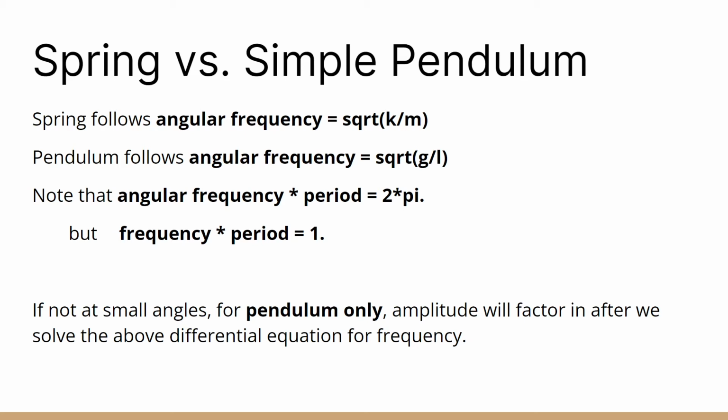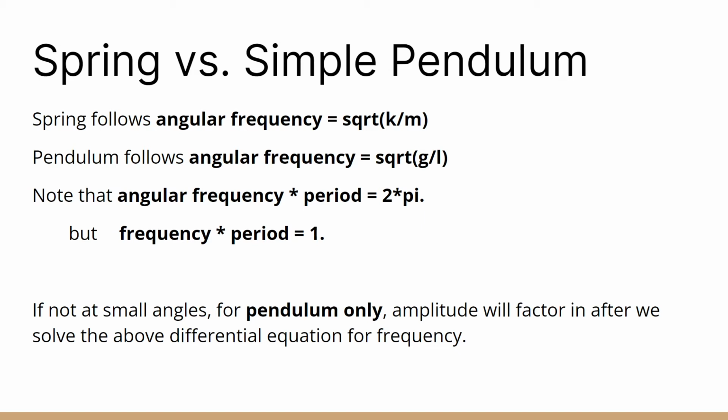And the last thing to remember is if you're not talking about small angles for a simple pendulum, if we're looking at a physical, real-life setup where it's not like 15 or 20 degrees or less from where the pendulum was initially released, then amplitude, or the distance the pendulum is from its equilibrium position, will also factor in because there are more complexities involved.